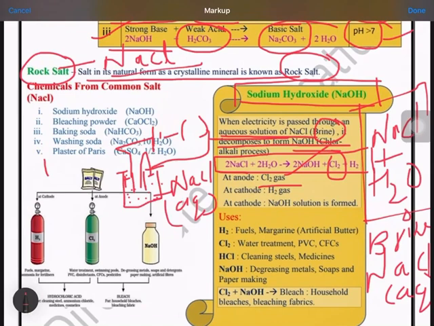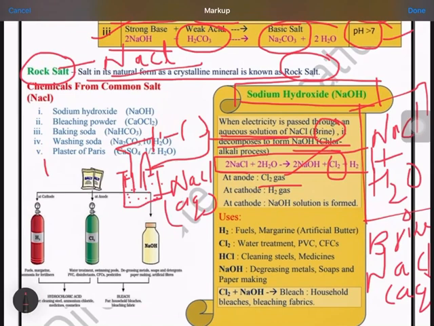Now, how is bleaching powder made? Chlorine gas along with sodium hydroxide is known as bleach. Household bleaches and bleaching fabrics in the textile industry are used on a large scale. Now we come to the question answers. This is also about the uses. It is the same table which is shown in your NCERT, shown here in tabular form.